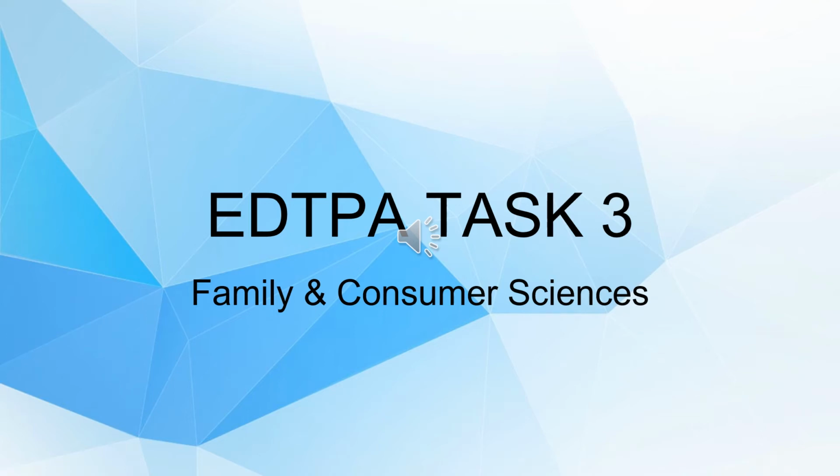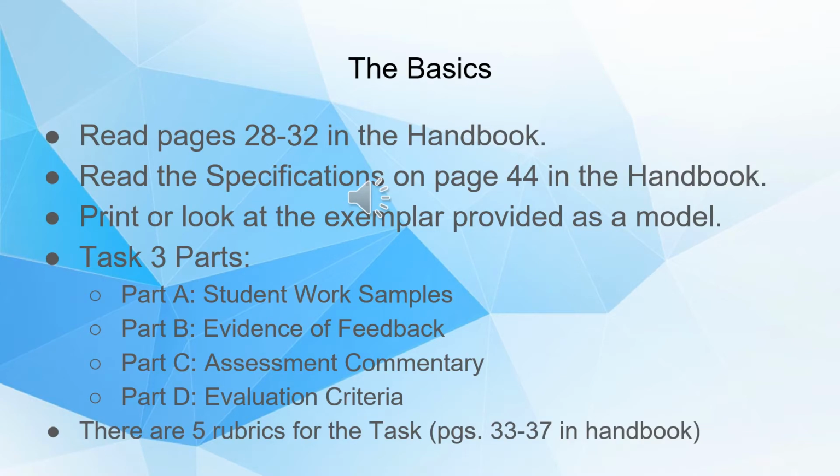This video is to help you for task 3 for the Family and Consumer Sciences Handbook. Just to go over the basics, you want to make sure that you read all of the pages that are related to task 3 in your handbook. This includes the specification chart that's towards the end of your handbook, because this will tell you how to name your files and how many you need, and there are a number of files for this task.